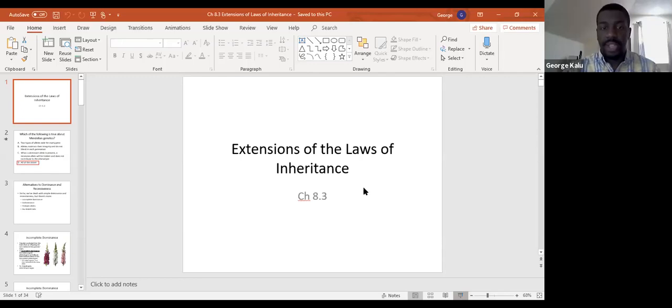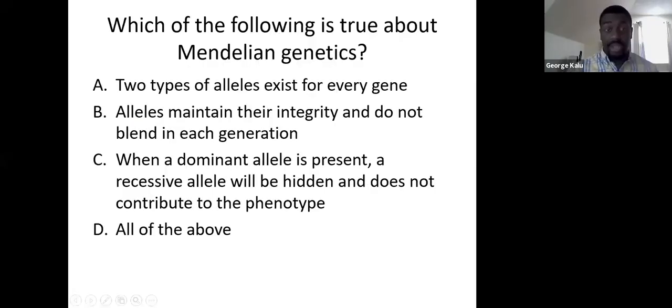Before we get into that, quick question here. Which of the following is true about Mendelian genetics? The genetics we just talked about in the last chapter. A, 2 types of alleles exist for every gene. B, alleles maintain their integrity and do not blend in each generation. C, when a dominant allele is present, a recessive allele will be hidden and does not contribute to the phenotype. Or D, all of the above. Which one is true?